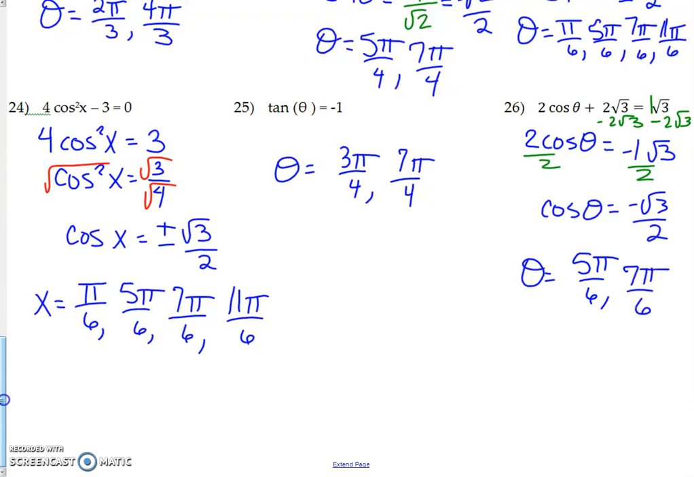Hey, when you say there's no squares on here that you have to factor, there won't be any on the quiz either. So, all right, if you have any questions, make sure you let me know.